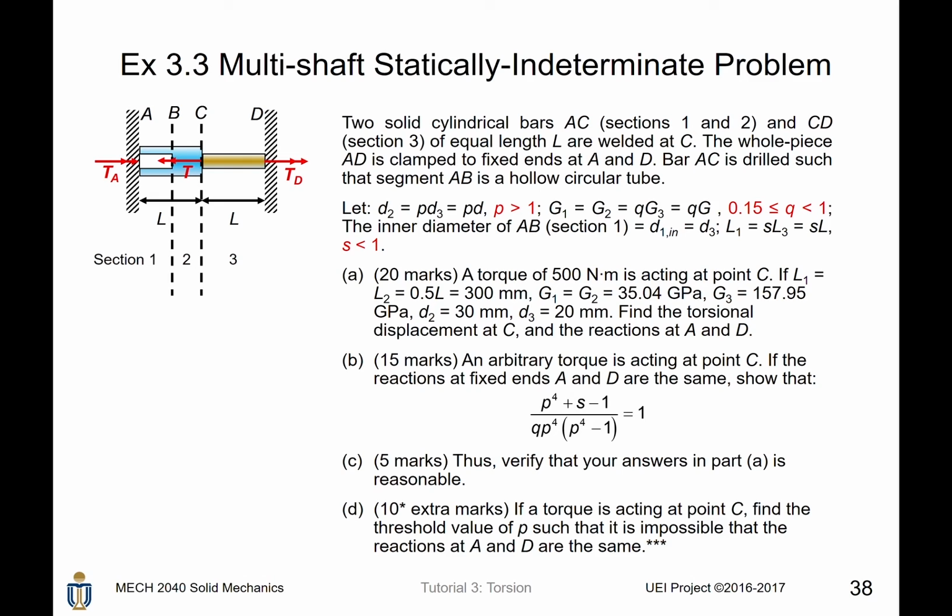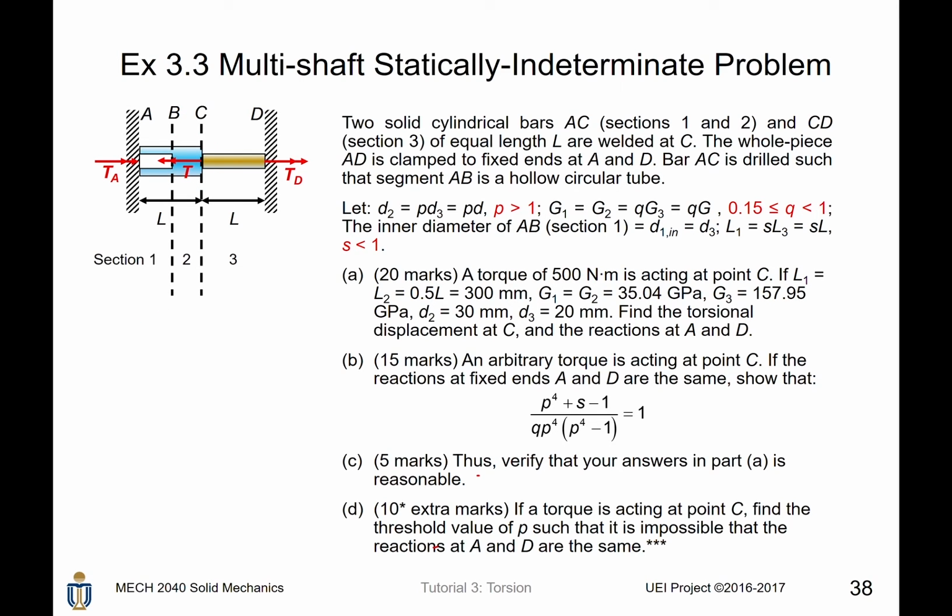Two solid cylindrical bars AC and CD of equal length L are welded at C. That is, for AC, its length is L. For CD, its length is also L. The whole piece AD is clamped to fixed ends at A and D, so those two ends are fixed. Bar AC is drilled such that the segment AB is a hollow circular tube. So in this part, it is a hollow circular tube, and it is connected to a solid cylindrical shaft.